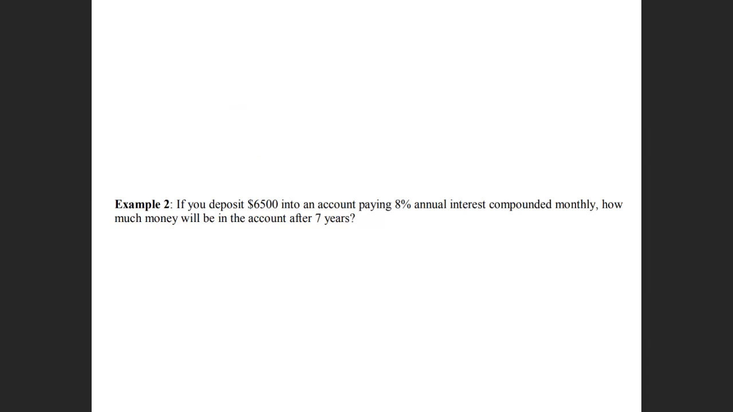If you deposit $6,500 into an account paying 8% annual interest compounded monthly, how much money will you have in the account after 7 years? Okay, again, the original amount. Well, I'm going to put in $6,500. 1 plus the percentage. Well, 8% is really 0.08 over, I'm going to compound monthly, so this is going to be 12 here. And then raised to the nt power.